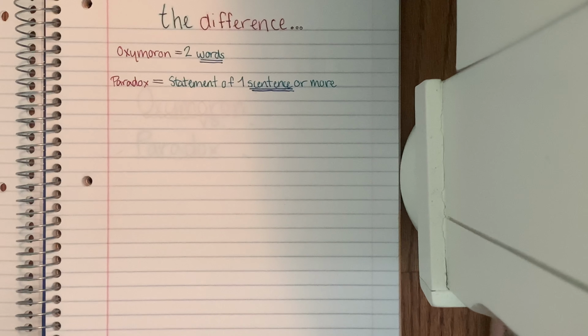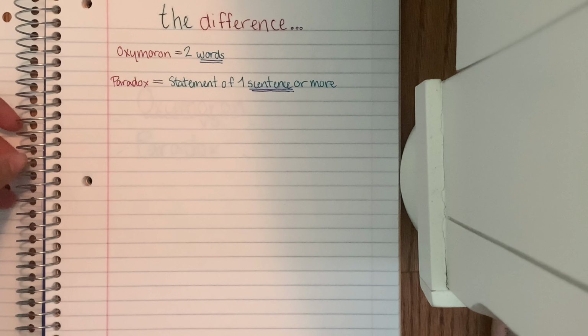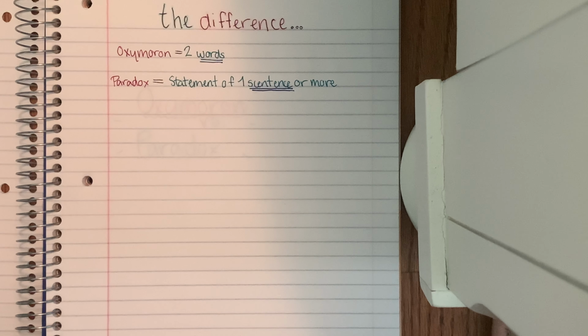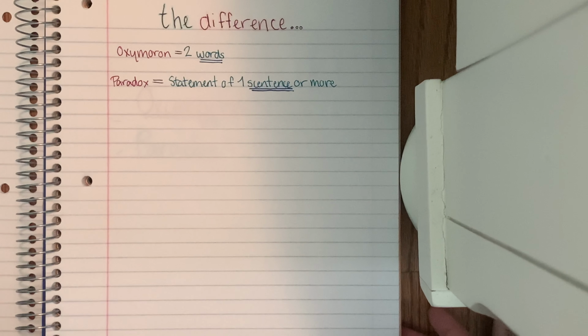So, the difference between them is that an oxymoron is two words, and a paradox is a statement of one sentence or more that is contradicting. The same difference is that they're both contradicting. But an oxymoron is just two words used in a sentence, and a paradox can be a statement of one sentence or more.